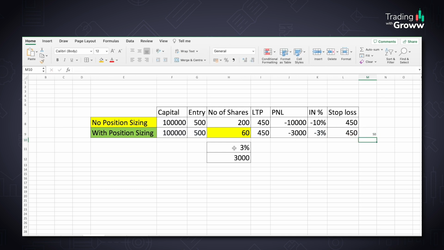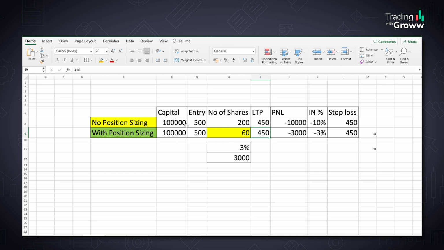So now you wanted to risk 3% of your overall capital. 3% of your capital of 1 lakh is 3000 rupees. So how many quantities can I buy? All you have to do is divide this risk of 3000 rupees by 50, which is the risk per share, and that is going to give you 60. So you are going to buy 60 shares. That's all. Now when the stop loss is hit, currently if the LTP is 450, which means if it comes to the stop loss level, you are going to lose only 3000 rupees, only 3%.